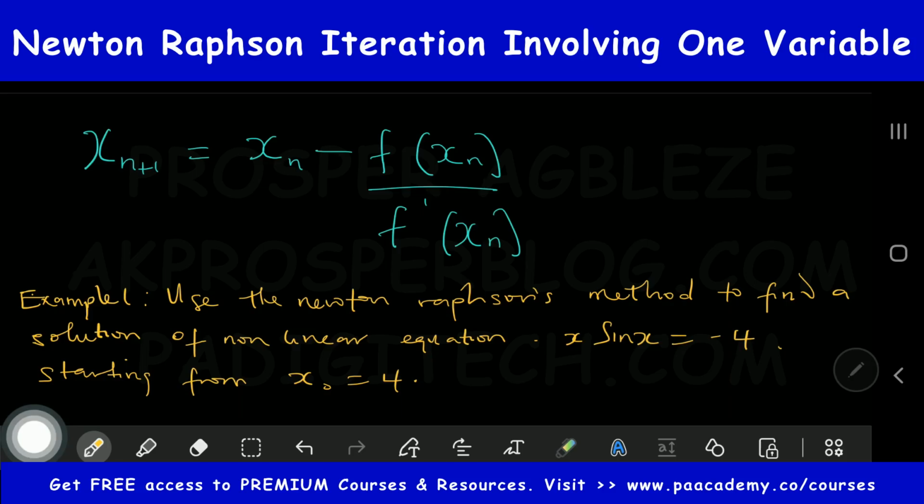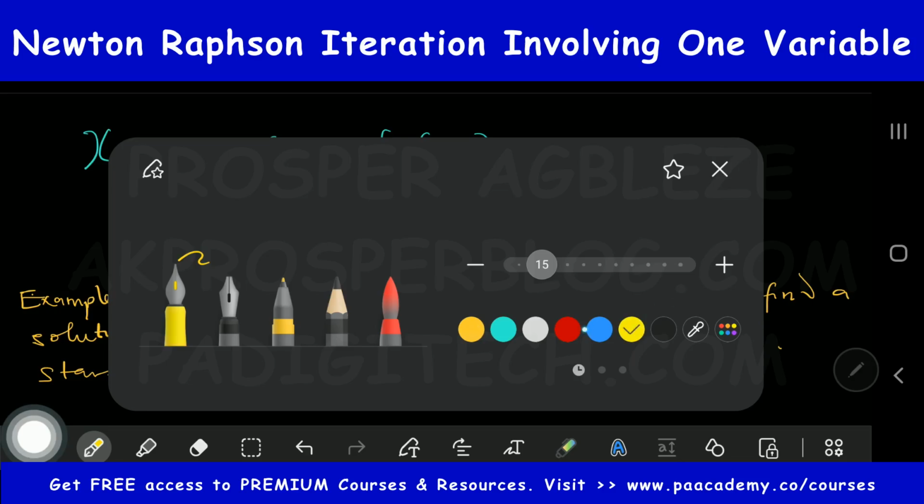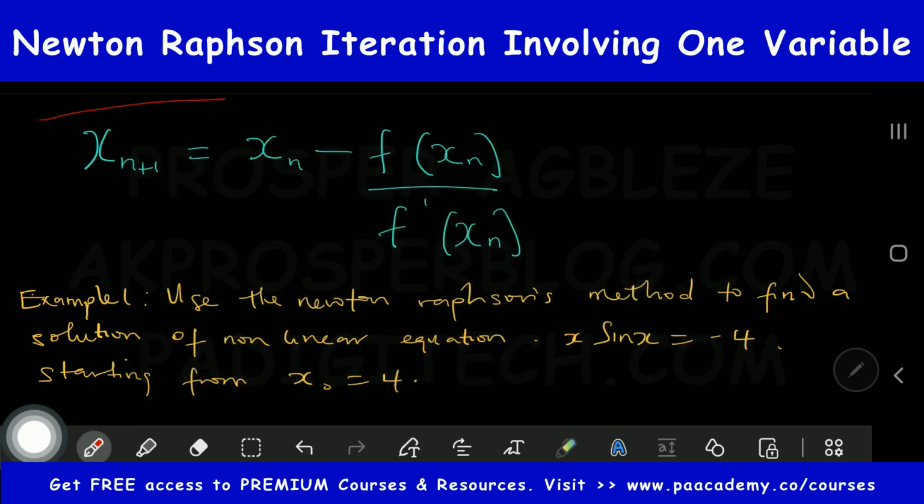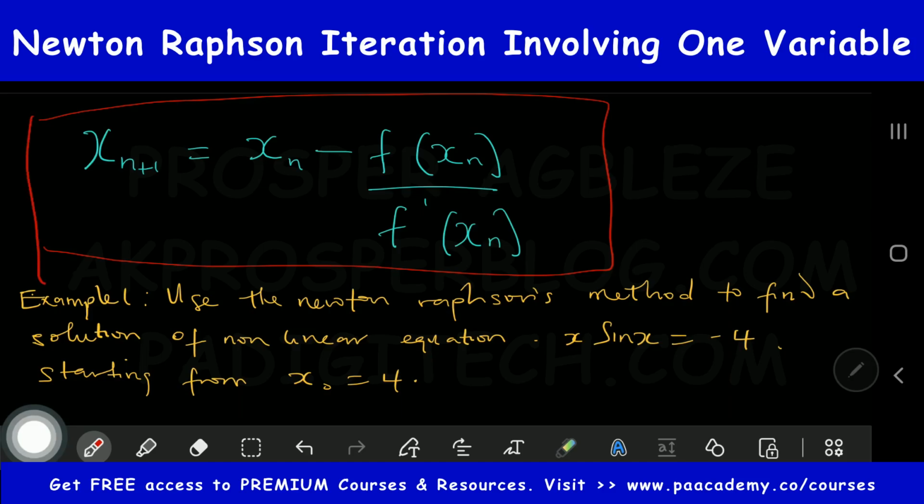Now for us to apply Newton-Raphson in solving questions involving one variable, here is the formula that applies, which you can see on your screen right now. You can see right here we have x of n plus 1 is equal to x of n minus f of x over f prime of x. We are going to be using an example to illustrate this concept.